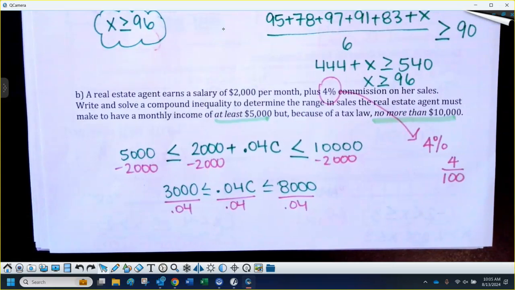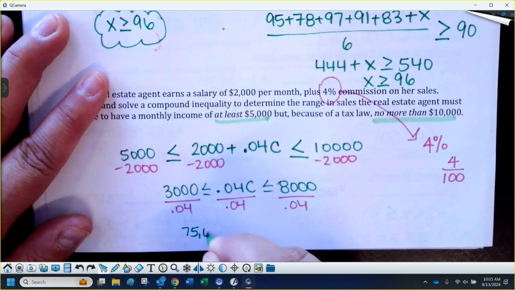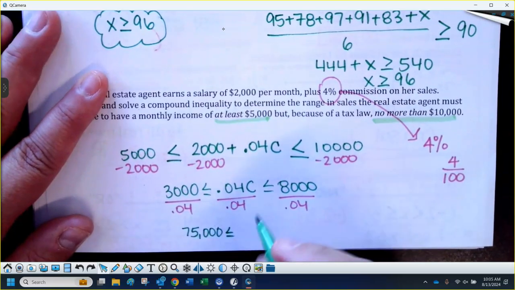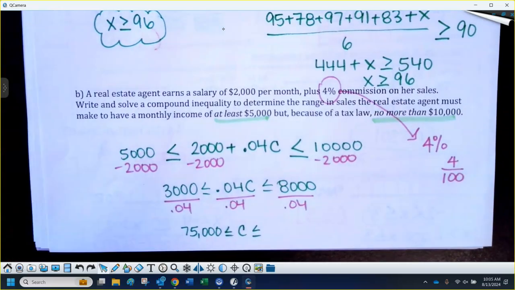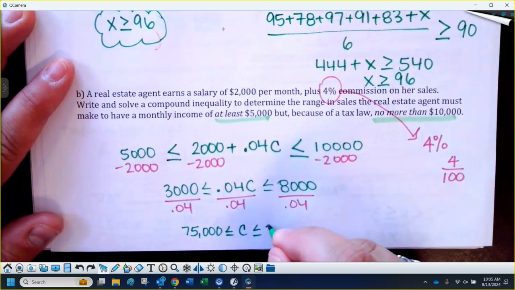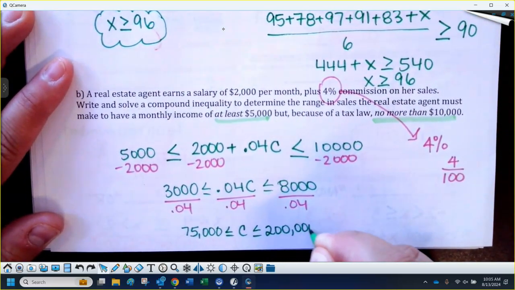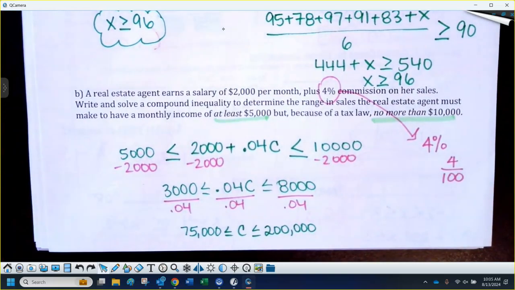Okay, so I'm going to take $3,000 and divide that by 0.04. So she needs to sell at least $75,000. And at most, if we divide this, $200,000. So somewhere between those two values, and she'd get the perfect salary that she wants for the month. Is anybody having a question? Okay, I'm going to stop talking for a second. Now, I'm going to put these are the answers for what we did.